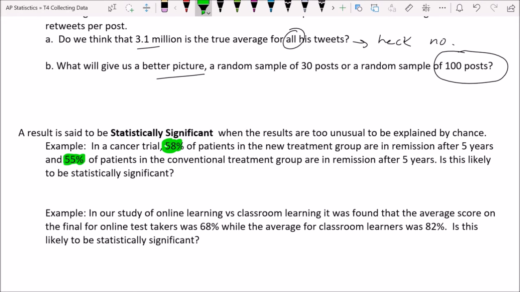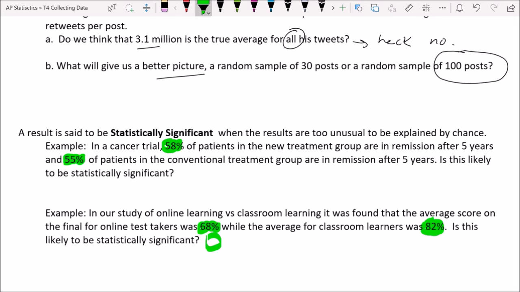Example 2. In our study of online learning versus classroom learning, it was found that the average score on the final for online test takers is 68%, while the average for classroom learners is 82%. Is this likely to be statistically significant? Let me ask that question another way. Is this difference big enough that it makes you believe that classroom learning is better than online learning based on these numbers? Probably, especially when you think about it like this.